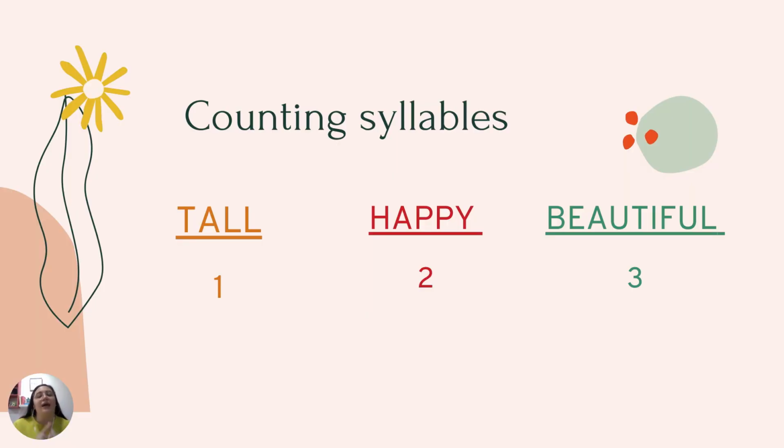But first, counting syllables is the most important part in order to create those sentences correctly. For example, in color orange, we have the adjective tall, right? Tall is just one syllable. Then we have happy. Happy has two syllables, and it is in color red. And then we have beautiful. Beautiful, as you may say, has three syllables. Okay? And it is in color green.